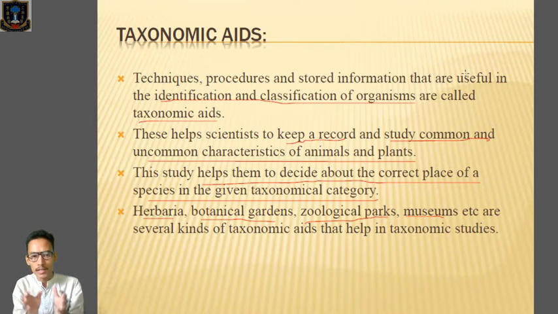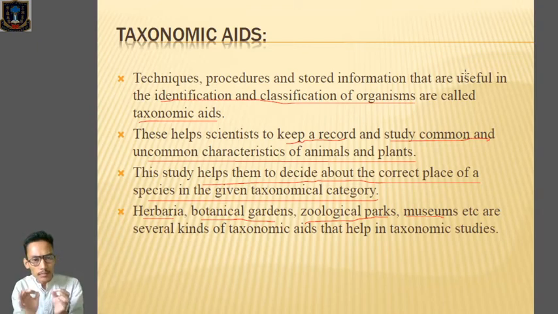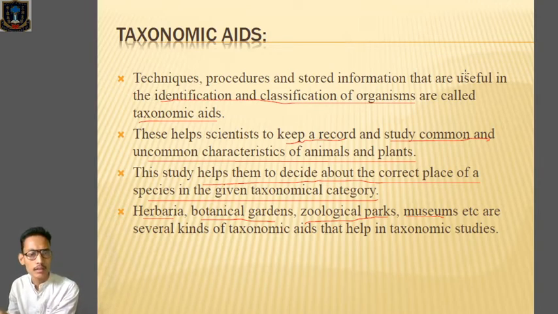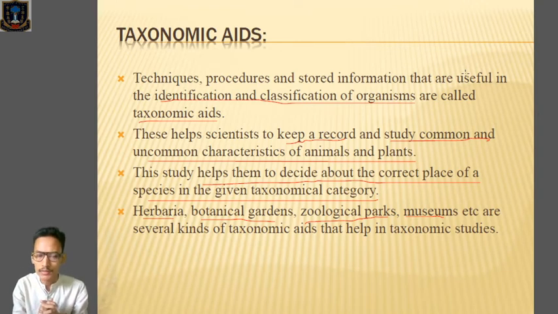So the main thing is that by the help of these taxonomical aids, researchers and scientists are not only identifying the species, not only classifying the organism in a different category, but are also assigning the correct place and the correct position in the particular taxonomical category. Clear? So now we'll discuss the different types of taxonomical aids or the tools which are being used for the taxonomical studies.